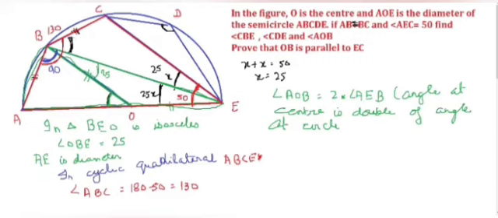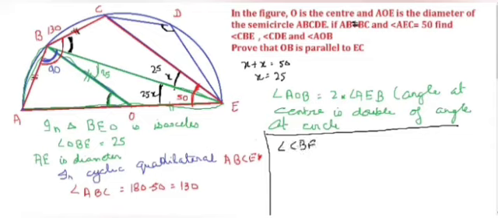So we can find out this black angle. So from here if I subtract 130 minus 90, I will get this black angle. So from here I can write angle CBE is equal to 130 minus 90, that is equal to 40. So this black angle is 40.